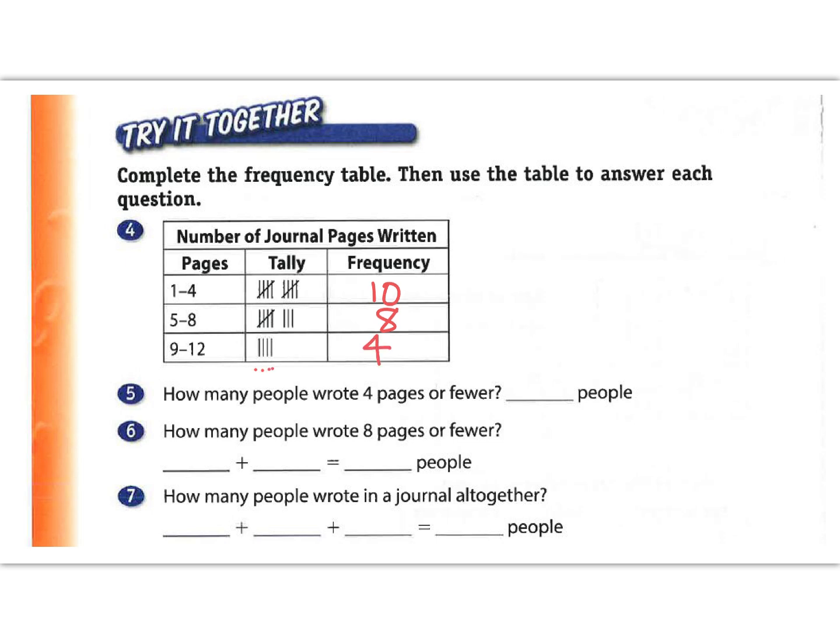How many people wrote 4 pages or fewer? Well, 1 to 4, because 4 was the most, and then fewer than that would be this category, so 10 people. How many people wrote 8 pages or fewer? 8 is the most, and then fewer, so that would be both of those categories. So you would do 10 plus 8 is 18. And then number 7, how many people wrote in the journal altogether? Well, we would just add all 3 numbers. So 10 plus 8 is 18, plus 4 is 22. So 22 people total wrote.